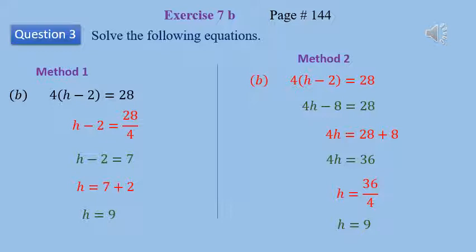Second method. In this method, first we expand the bracket. There are two terms in the bracket, so 4 will multiply with each term in the bracket. So we have 4h minus 8 is equal to 28. Again we have the same answer, h is equal to 9.